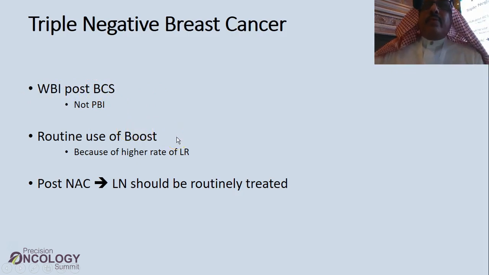If there is a subgroup where you should give a routine boost, this will be the group because of the high rate of local recurrence. And many patients now are getting neoadjuvant chemotherapy, and then we sometimes have an issue about the lymph nodes in the axilla, whether we treat or we don't treat. This is the group where we tend to treat, because we know the locoregional recurrence is high in this group of patients.